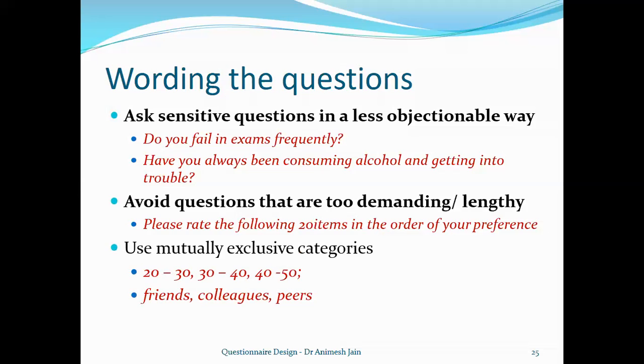Use mutually exclusive categories. Many times you would have seen questionnaires which have things like this. Now, if I want to say 30, where do I put it? In the first category or the second category? Or if I say, where did you get to know from? Friends, colleagues, peers. Again, my colleagues might be friends, or my peers might be my colleagues as well. If you're making it multi-optional, that's a different thing. Otherwise, many a times people get confused, and then where do I put it?